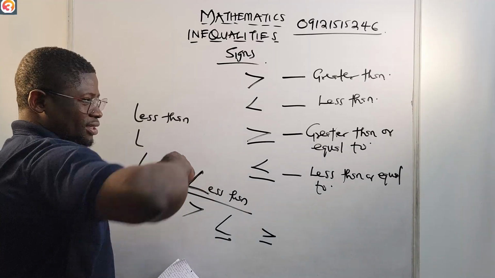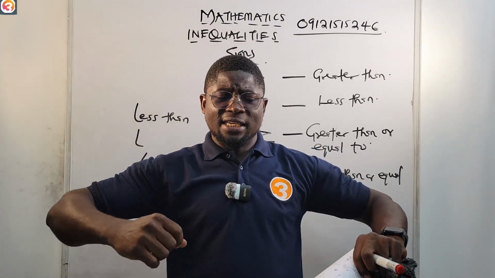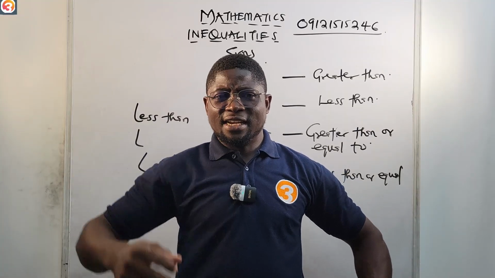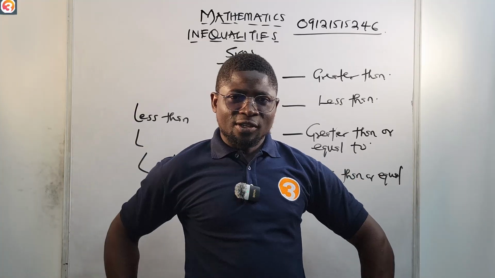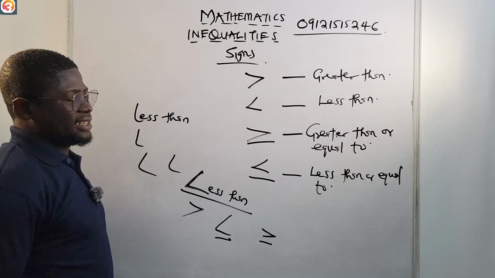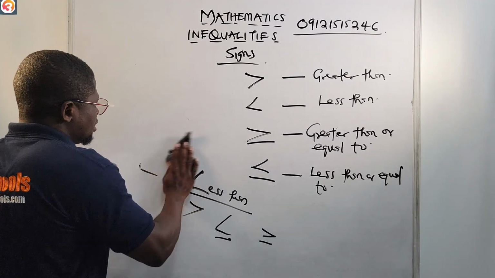The other one is greater than. Again, there's a way we can remember that: we use our right hand like this. The right hand is greater than. So this is greater than, this is less than, this is greater than, this is less than. Those are the four signs that we major on when it comes to inequality. Let us progress.